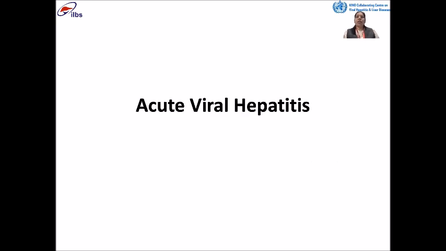Next, what is acute viral hepatitis? Acute viral hepatitis is liver inflammation of less than 6 months duration. And coming to the chronic, if the same liver inflammation persists for 6 months or more, then it is said to be chronic viral hepatitis.